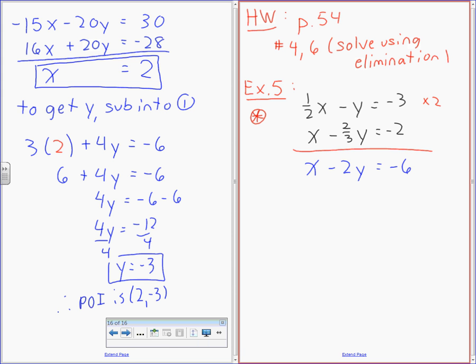What am I going to do to the bottom equation? Caleb, does that rule a hand? Go ahead. Multiply by 3. Okay, so this is going to change into 3x minus 2y equals negative 6. Okay, and now you just solve it like a regular elimination problem.